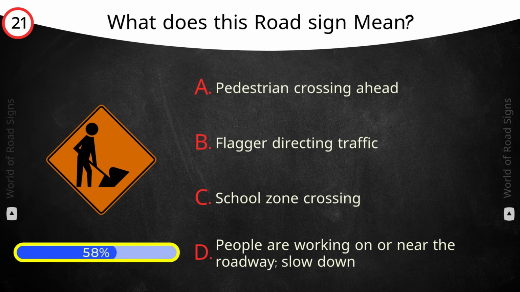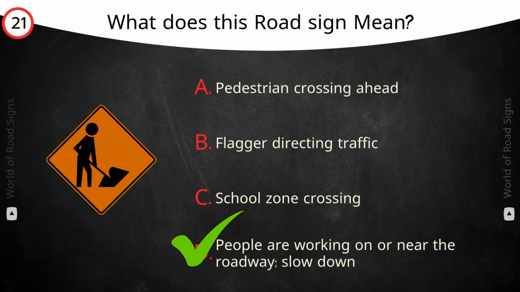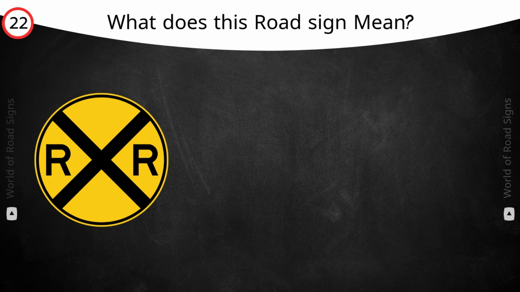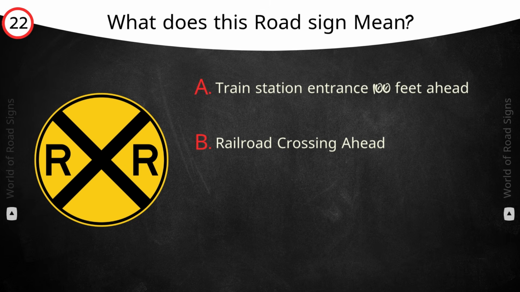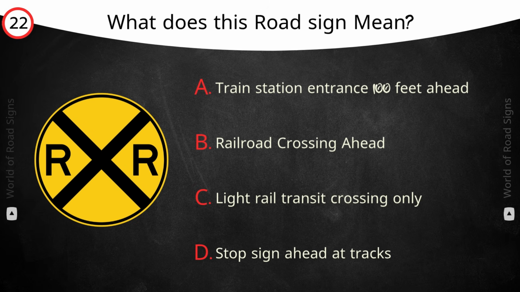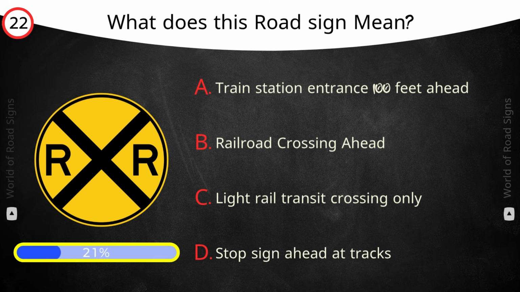Slow down. You are correct if you picked option D. People are working on or near the roadway. Slow down. Question 22. This sign means A. Train station entrance 500 feet ahead. B. Railroad crossing ahead. C. Light rail transit crossing only. D. Stop sign ahead at tracks.